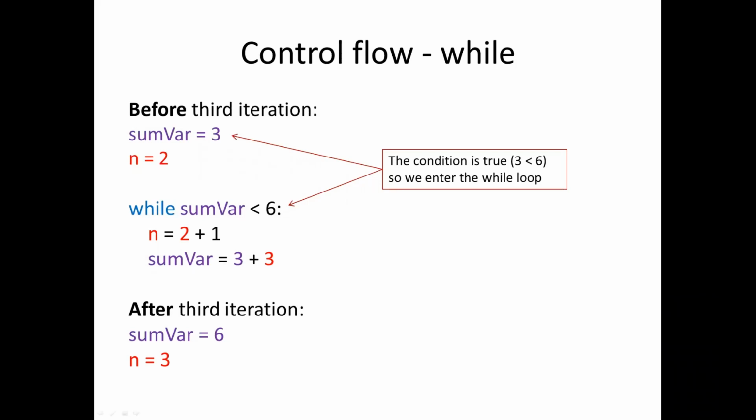Again, we go back to the start of the loop and evaluate the condition. SumVar now has the value 3, which is less than 6, and the condition is still true. So we enter the loop again. This time N gets the value 3, and SumVar the value 6.